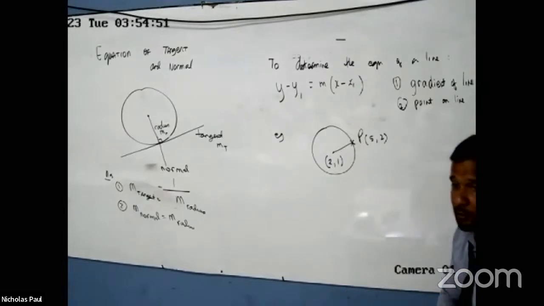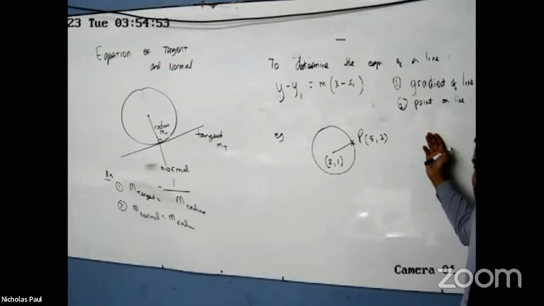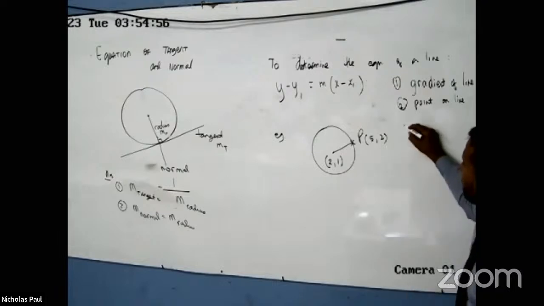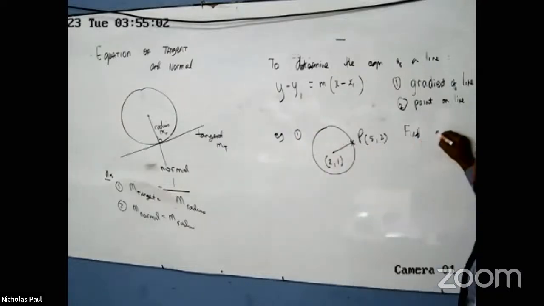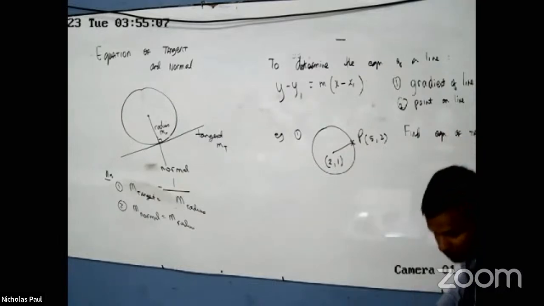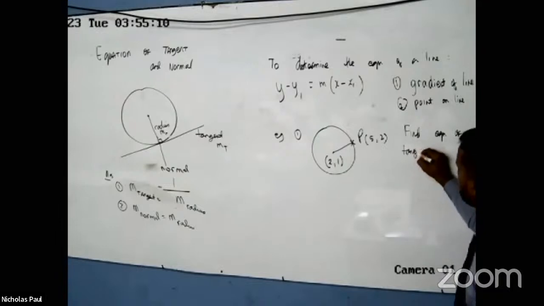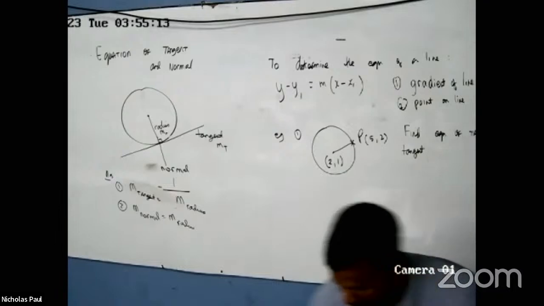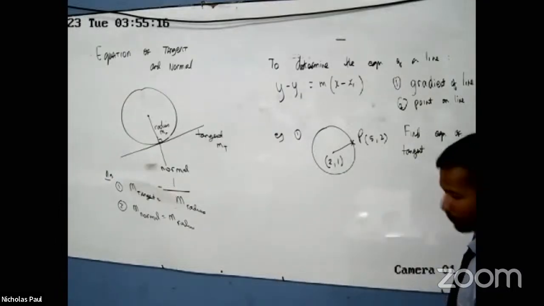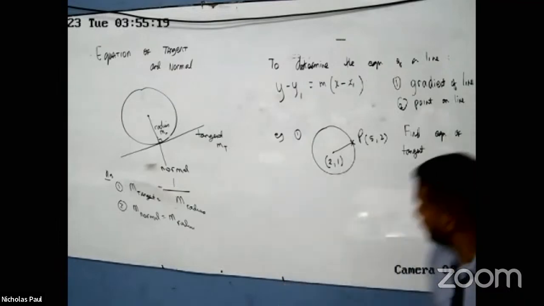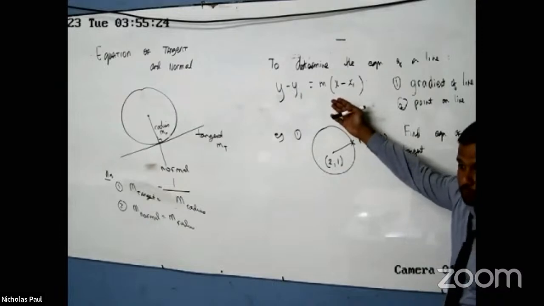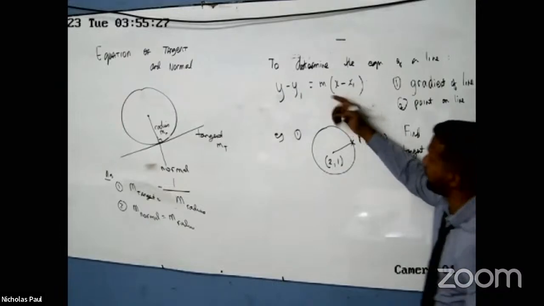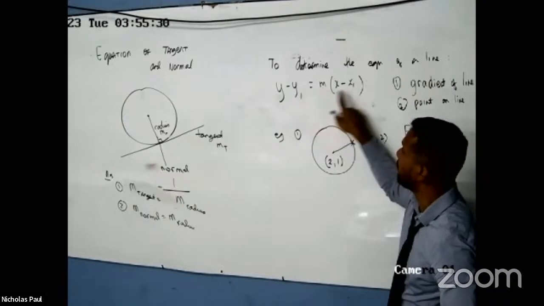All right, ready? So I want to show you an example here of how to find the equation of tangent. All right, so how do we find the equation of tangent? Number one, we need this equation here. To use the equation, we need the gradient of tangent and a point on the line.